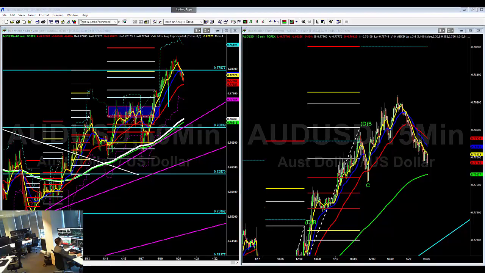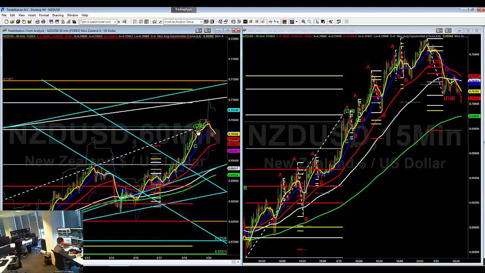And then finally the Kiwi. The Kiwi had a really good day yesterday as well. We broke up to the top side in that one too. We are in a breakout market now. It didn't quite get to 77.70, which is my target. So let's have a look at Kiwi dollar. Let's see how we're getting on.